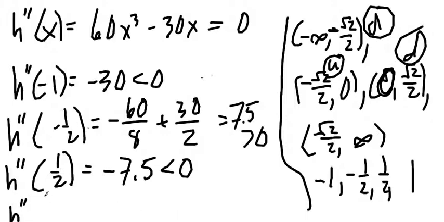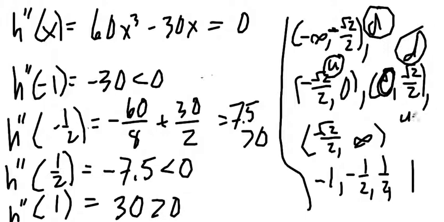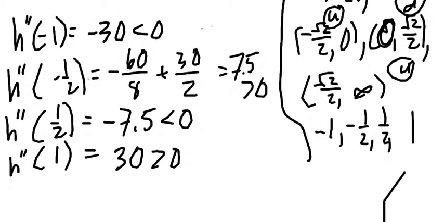Similarly, h double prime of 1 has got to be the negative of h double prime of negative 1, which is 30, which is positive. So we're concave up on this last interval. Down, up, down, up. Fantastic. For all these problems for number 15, just for kicks, it's probably worth it for you to just sit down and try to graph what these things look like.